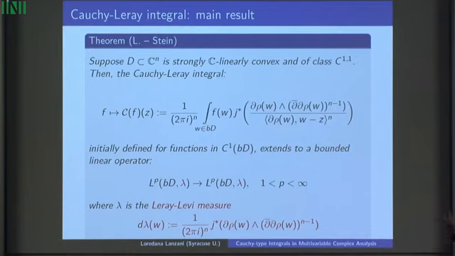The theorem is that for domains that are strongly linearly convex with minimal regularity boundary class C^{1,1}, you do have a Cauchy-Leray integral which is well defined, and it is bounded in L^p for p in the full range with respect to a special measure that is nothing but the numerator of your kernel, but in fact, under our assumption, is equivalent to induced Lebesgue measure.